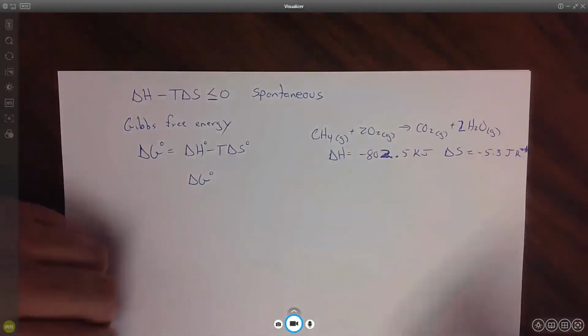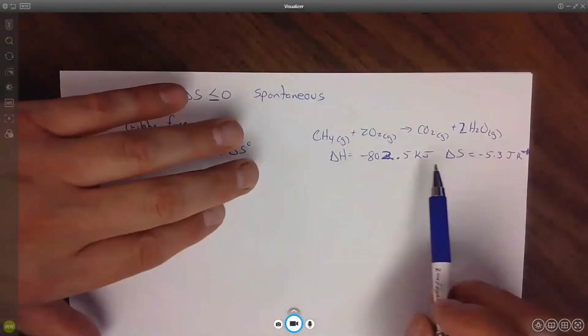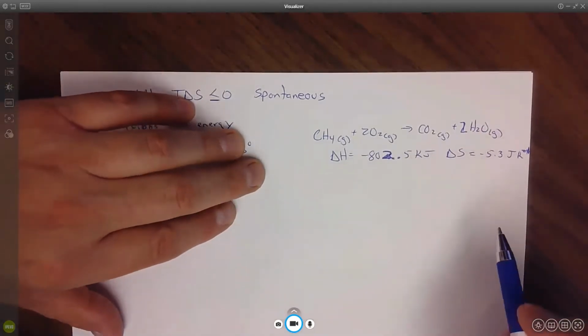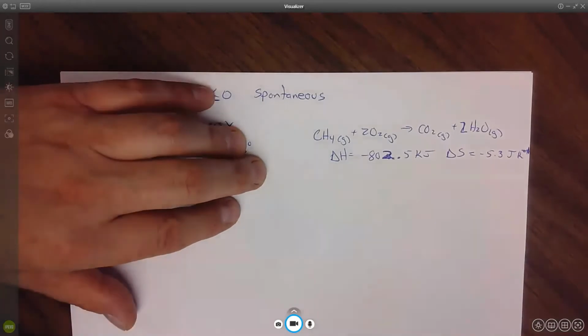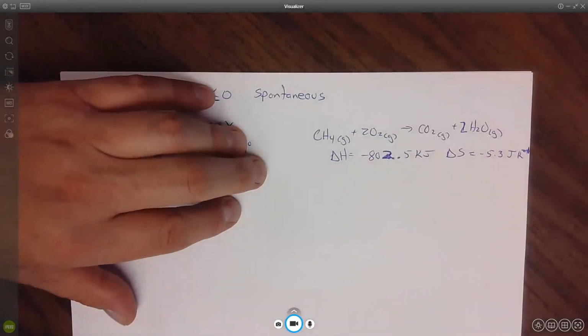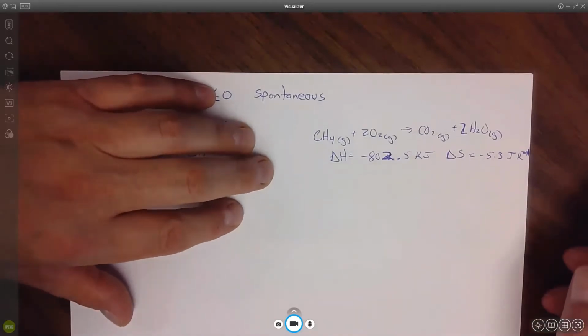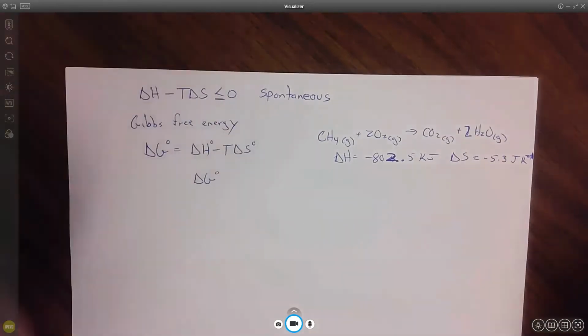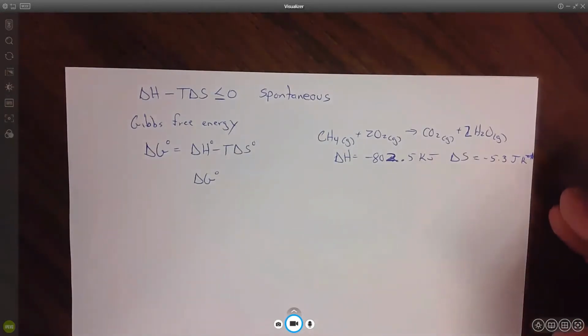Now, from these values alone, can we say anything about the combustion of methane? In other words, is it spontaneous at any temperature? Is it not spontaneous at any temperature? Is it spontaneous at high temperature, or is it spontaneous at low temperature? Can anybody answer that question? It's definitely spontaneous. I think it's pretty much spontaneous at any temperature.